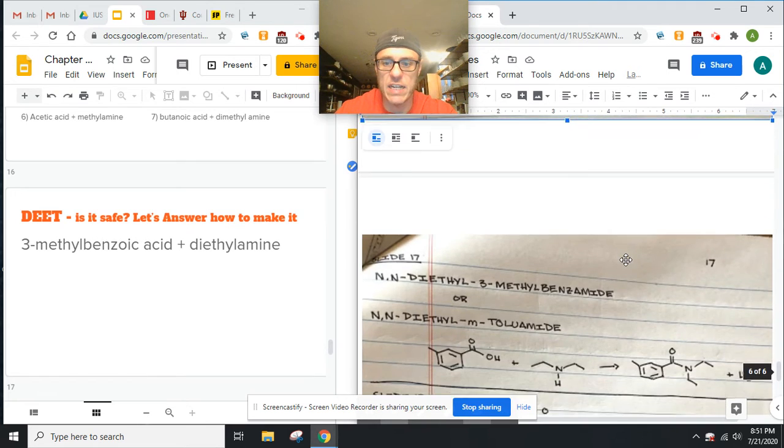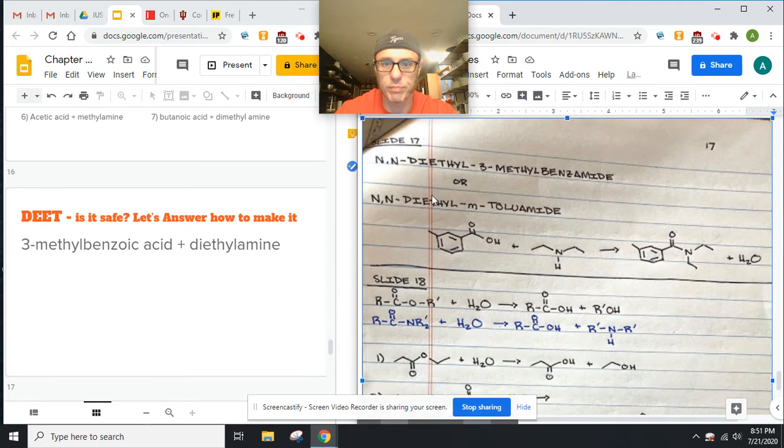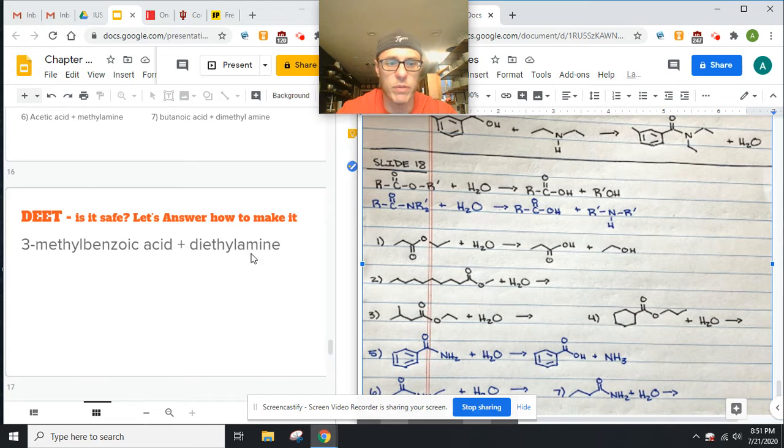If you've ever heard of DEET, the mosquito repellent, that's N,N-diethyl-3-methylbenzamide or N,N-diethyl-m-toluamide, depending on which name you use. But what that is, this right here, 3-methylbenzoic acid, and you get here, this is two ethyl groups on this nitrogen, and this is our compound right here. That's DEET. It will repel insects.